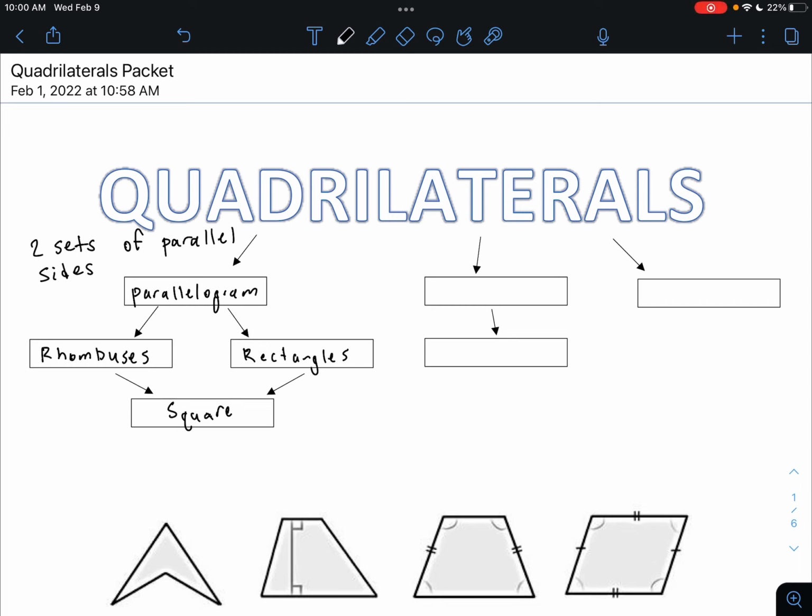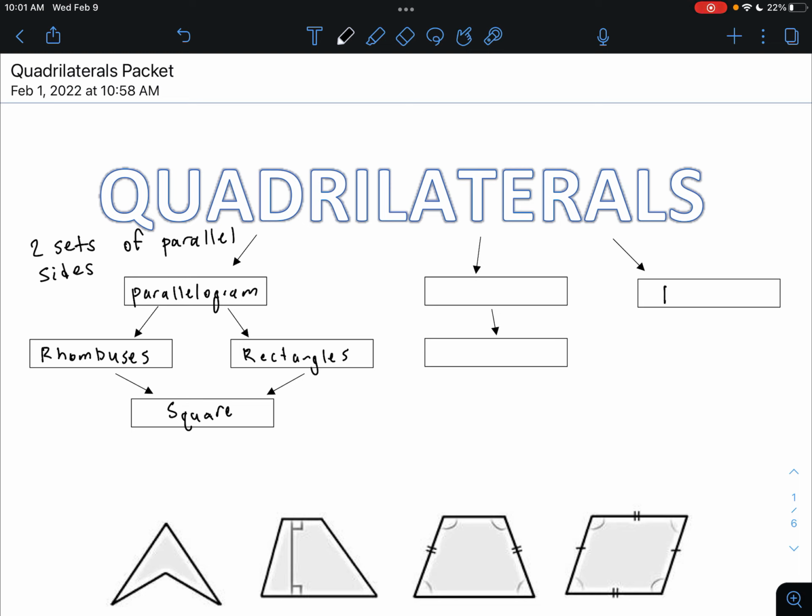So as I said in the last video, we're going to be skipping over trapezoids to talk about kites next. The reason for that is kites are a little bit simpler, and we should be able to get through kites in the same day as squares and rectangles. So kites go in this last box over here.